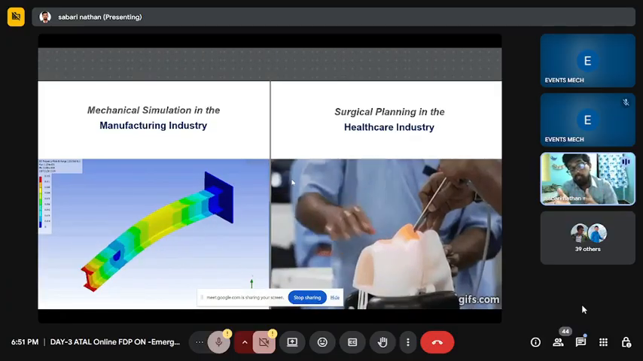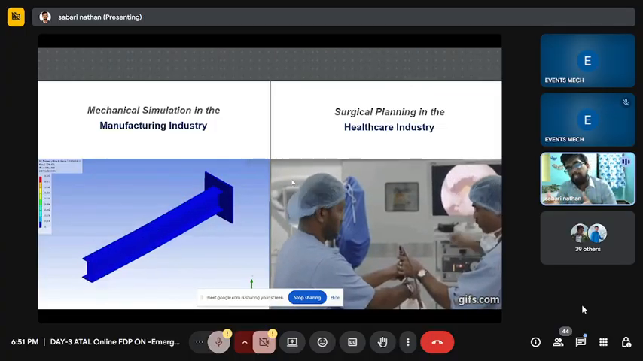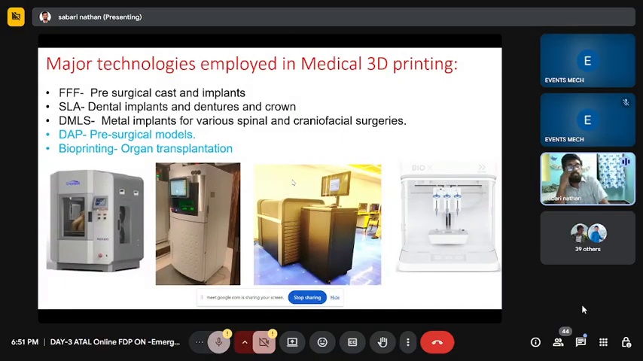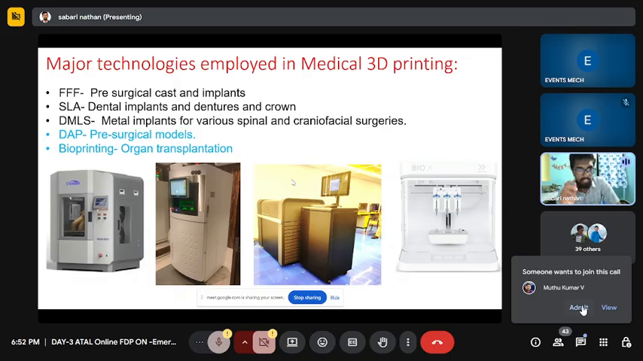So these are the advancements going on nowadays, where they go for pre-surgical studies. The technologies involved in medical 3D printing are pre-surgical cast development as well as implant development using triple F technology, then dental implants, dentures and crowns using SLA methods, then various metal implants for spinal and craniofacial surgeries using DMLS method, pre-surgical models and cadaver development using digital anatomical printing, but it is very costly. Then bioprinting for organ transplantation and organ development. This is also very costly. DAB as well as bioprinting are very, very costly when compared to the other three techniques.